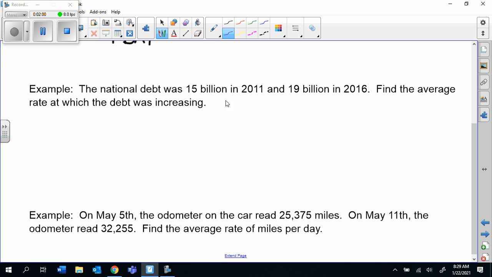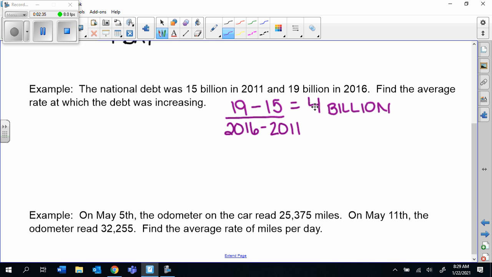All right, so how much did it increase? Well, it went from 15 billion all the way up to 19 billion. So it definitely is increasing. It went up $4 billion. And it went from 2011 to 2016. So think about how many years that is. That is 5 years. So $4 billion in 5 years.